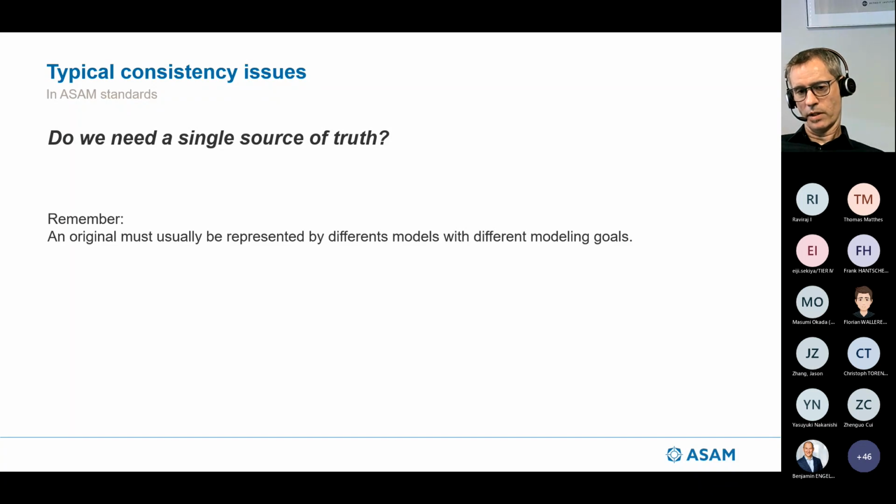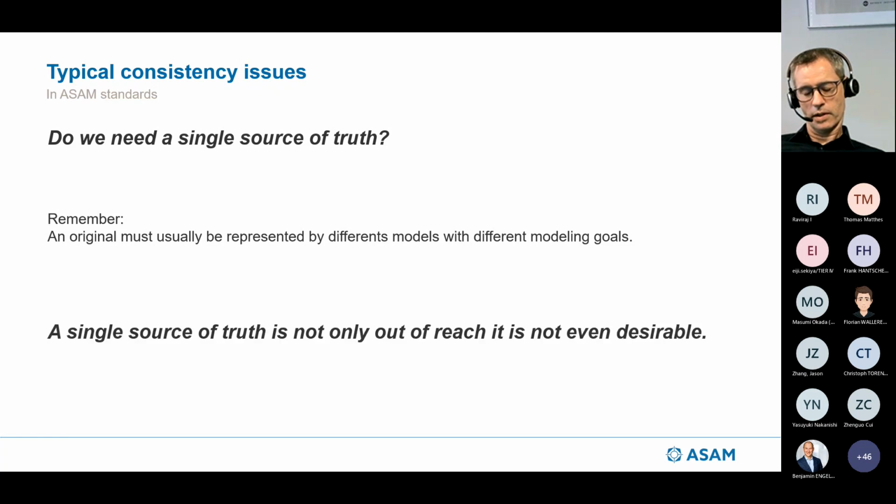When we remember that an original must usually be represented by different models with different modeling goals, we could get to the conclusion that the single source of truth is not only out of reach, but it is not even desirable. Think of the apple pie. You would not eat an apple pie recipe when you want to experience the taste of an apple pie. So in the same sense, I think we were working on the wrong problem when we are searching for the single source of truth in a standard.